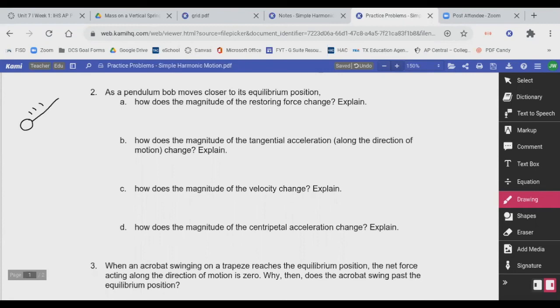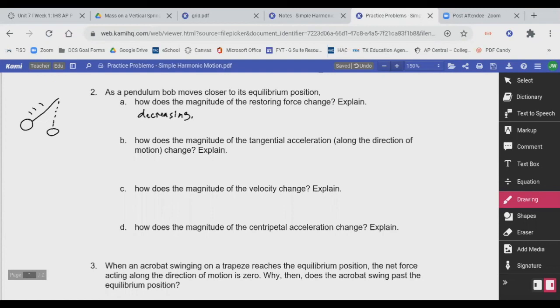Okay, so how would we describe what's going on with the restoring force as the pendulum bob goes towards that equilibrium? It would be decreasing. Say again? Decreasing? It decreases, absolutely. How does the magnitude of the restoring force change? It is decreasing.